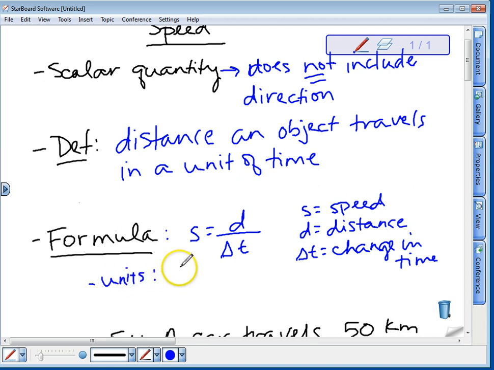are some sort of distance unit, like meters, kilometers, miles, over some sort of time unit, seconds, minutes, hours. So we're going to get meters per second, or kilometers per minute, or miles per hour, or kilometers per hour, or meters per minute. Okay? These are just some examples of the kinds of units we'll end up with.